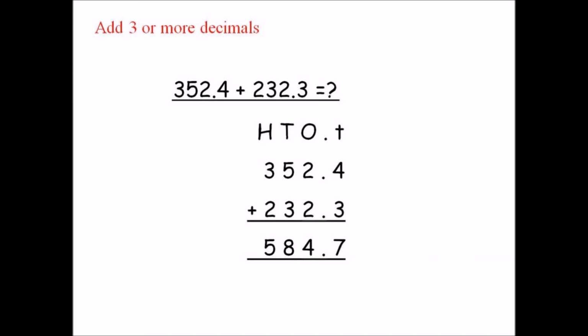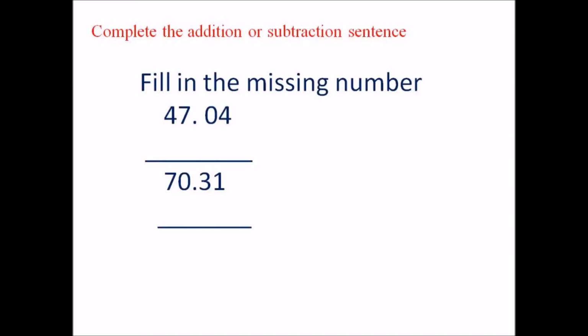Adding more than 3 decimal numbers, you add in the same way as what we have been adding in the normal numbers. Completing the addition or subtraction sentence, like fill in the missing number. Now one addend is given, the other addend is not given, and the total is given here. So you have to find the missing addend.